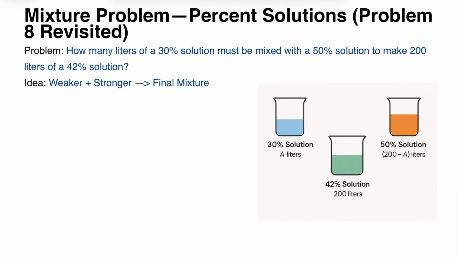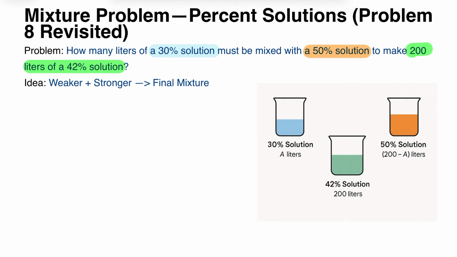Hello and welcome back. In this video, we will be solving a mixture problem. So let's go ahead and begin by reading. It says, how many liters of a 30% solution must be mixed with a 50% solution to make 200 liters of a 42% solution? So here we have two solutions, a 30% solution and a 50% solution, and that is to make 200 liters of a 42% solution. So let's find out how much of each we need.